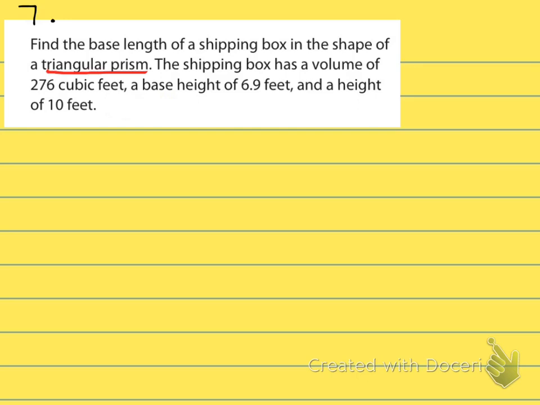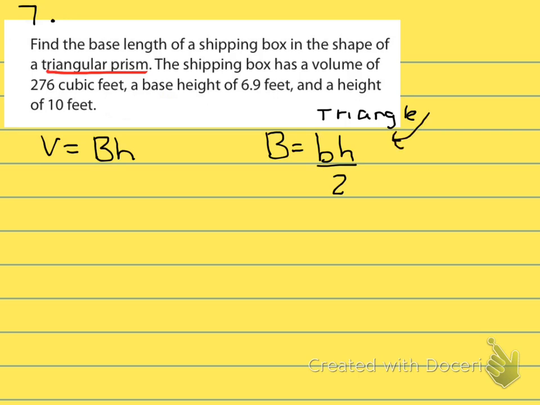The first thing I'm going to start with is my two formulas. I've got volume equals big B times little h, and then big B equals base times height divided by 2. Remember, this is for the triangle. This is the area of the triangle right here. Now it says the shipping box has a volume of 276 cubic feet, so we know that the volume is 276.